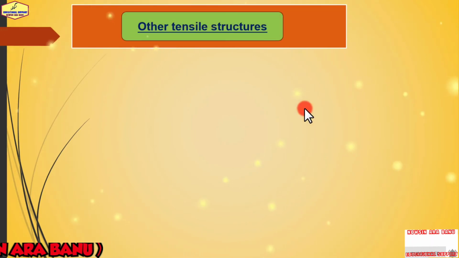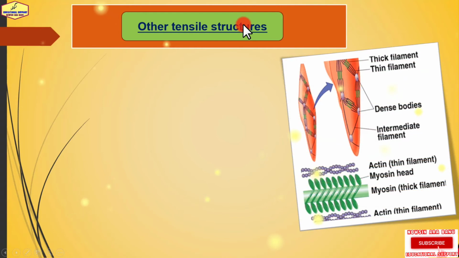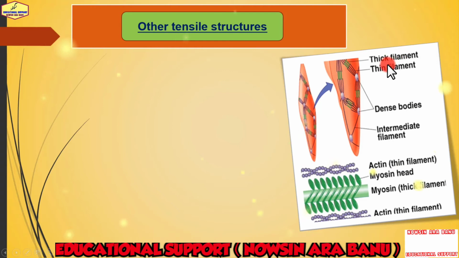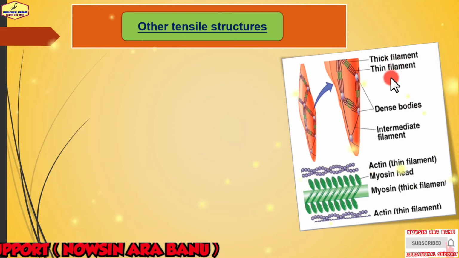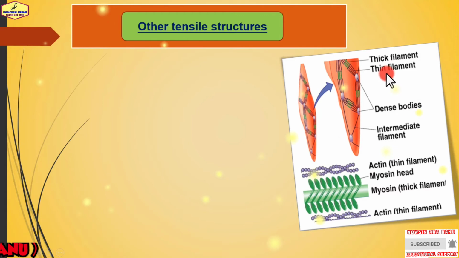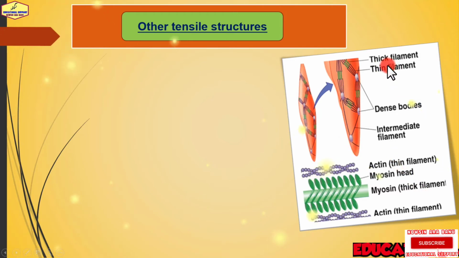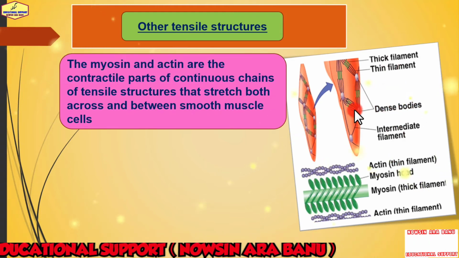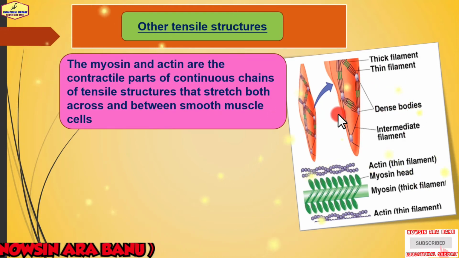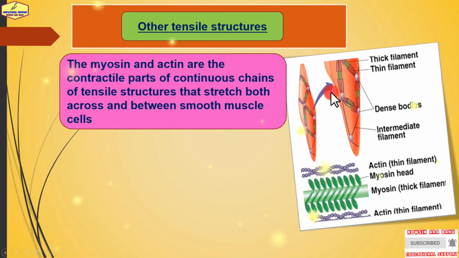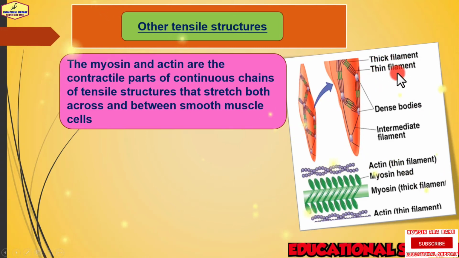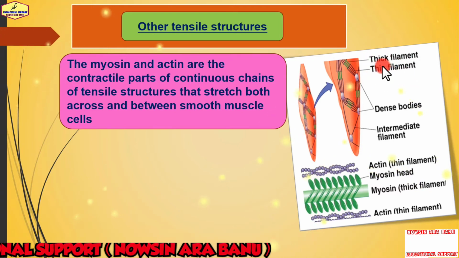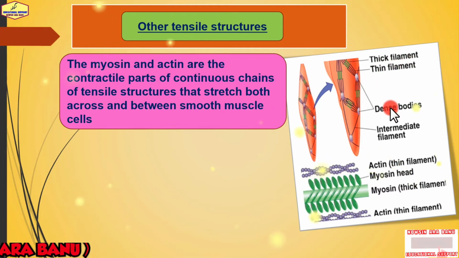Other tensile structures: the myosin and the actin, the contractile parts, are continuous chains of tensile structures that stretch both across and between smooth muscle cells. Although they don't have striations, smooth muscle fibers do have actin and myosin contractile proteins and thick and thin filaments. These thick and thin filaments are anchored by a dense body.